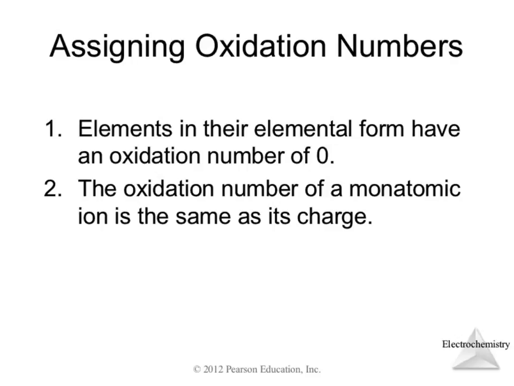The elements in their elemental form have an oxidation number of 0. Okay. So what was the elemental form of zinc? Solid. Symbol, thank you, it was solid. Zn. Okay, what is the charge on Zn in its elemental state? What's written in the upper right-hand corner? Nothing, so it is 0.